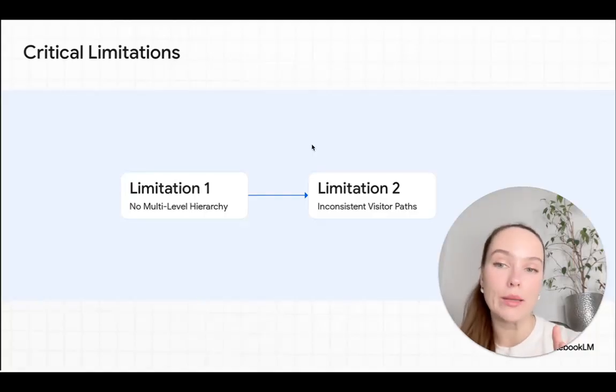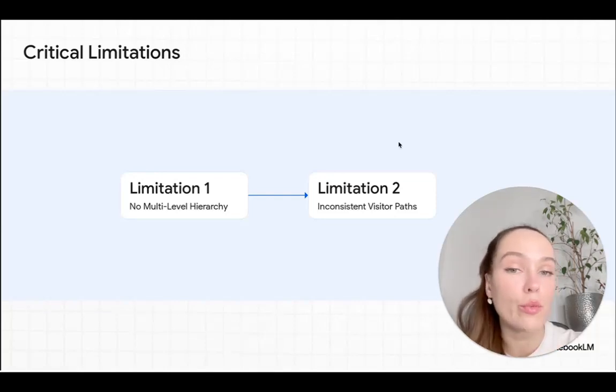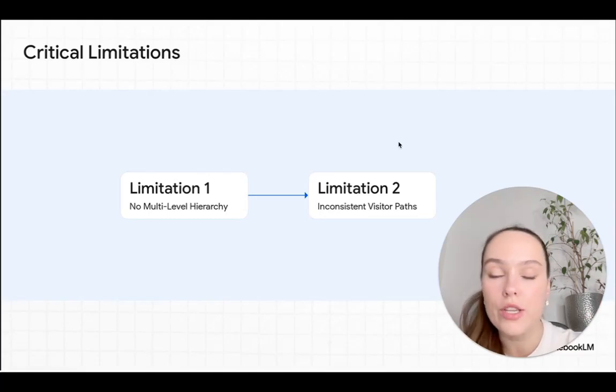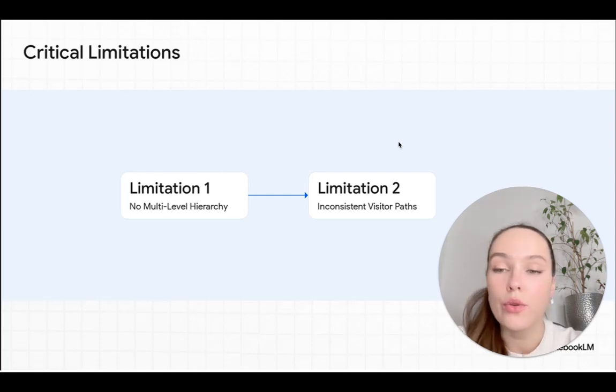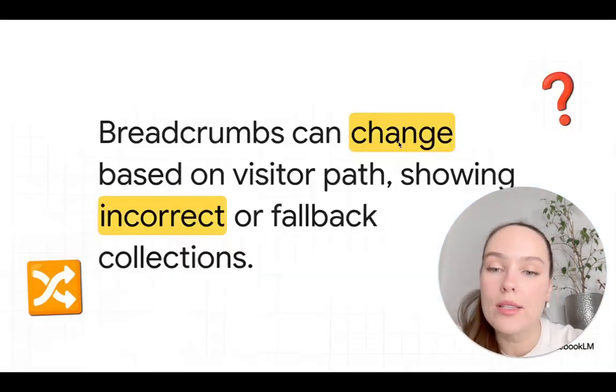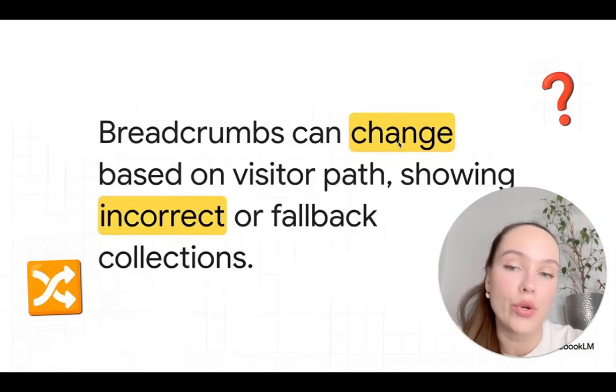However, there are 2 main limitations with Shopify's default breadcrumb system. First, there is no multi-level hierarchy, so you cannot build breadcrumbs like home, parent collection, sub-collection, product without custom code or an app. And second is that the breadcrumb can change depending on how visitors arrive to that page. You can navigate through collection A and then the breadcrumb shows collection A. You navigate through collection B to the same product and then the breadcrumb shows collection B. Or if you arrive from Google, you might see a fallback collection that does not match your intended structure.